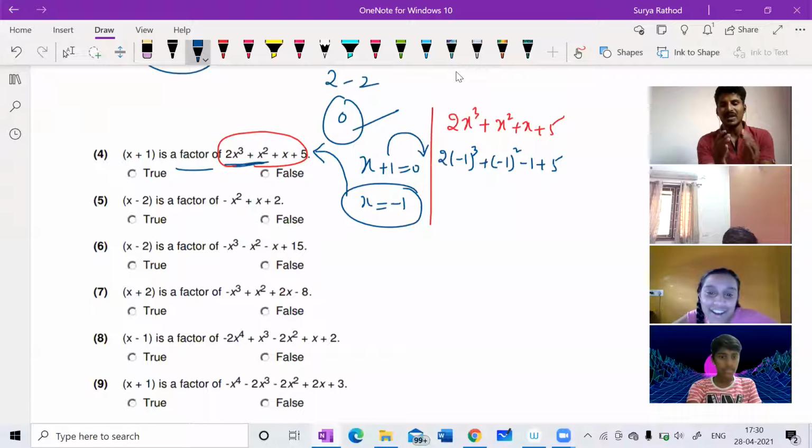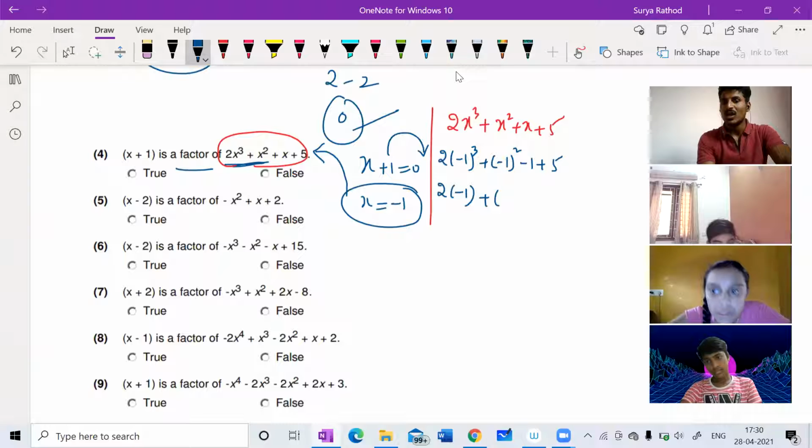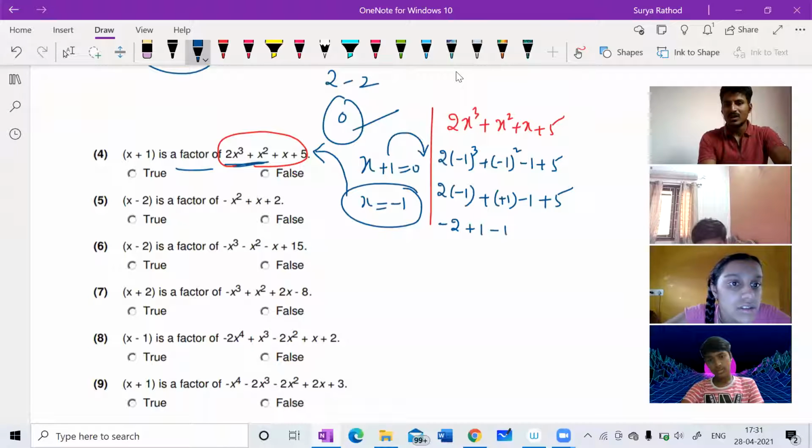See here, minus to the power of an odd number. Any number in the base that is minus, to the power of an odd number, always gives me minus only. So minus 1 whole cube always gives me minus. Minus 1 to the power of an even number always gives me a positive number. So minus 2 plus 1 minus 1 plus 5.